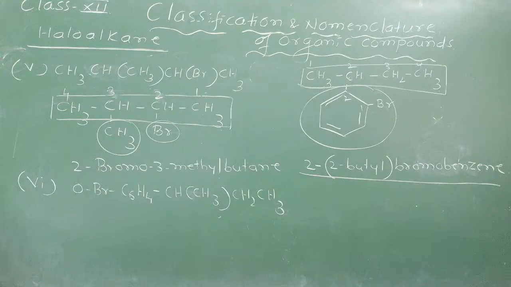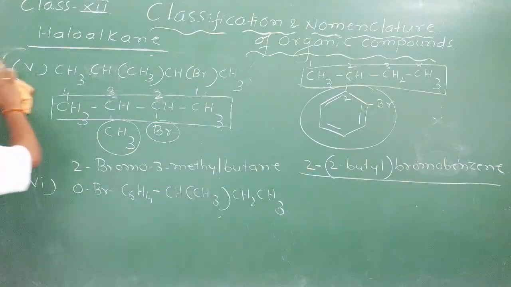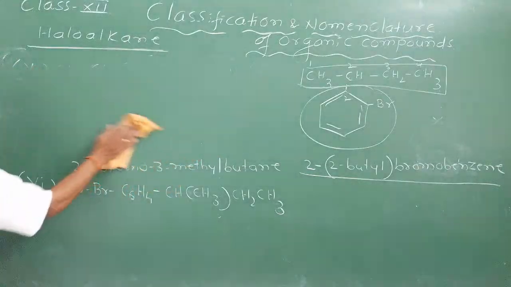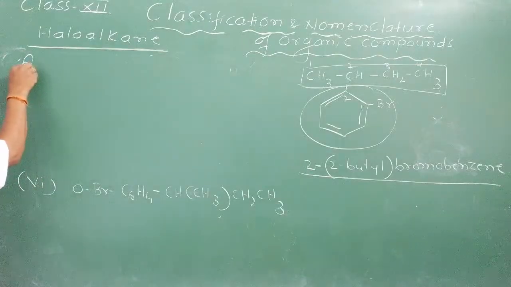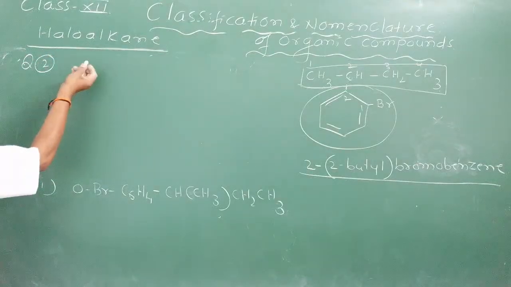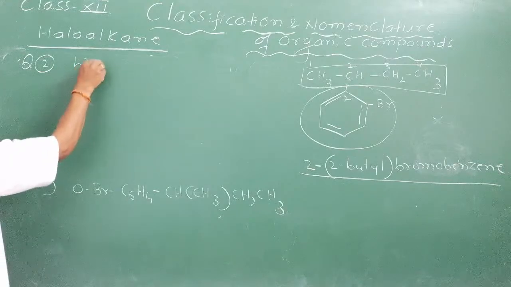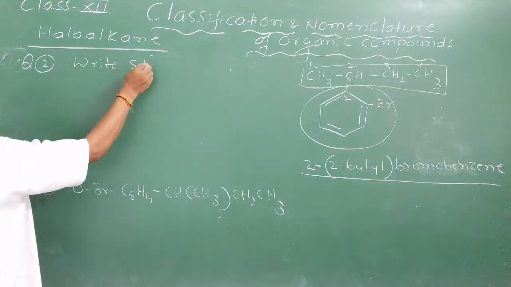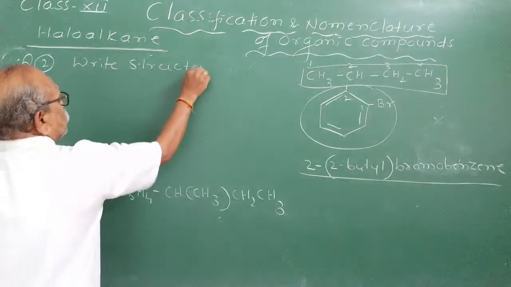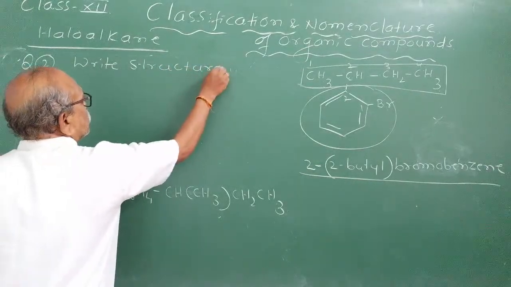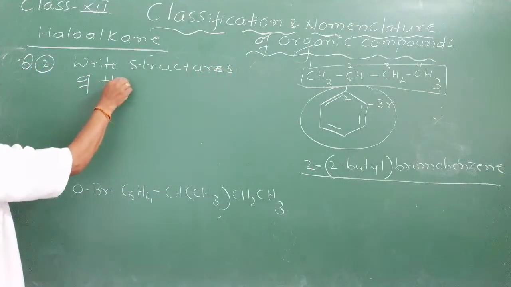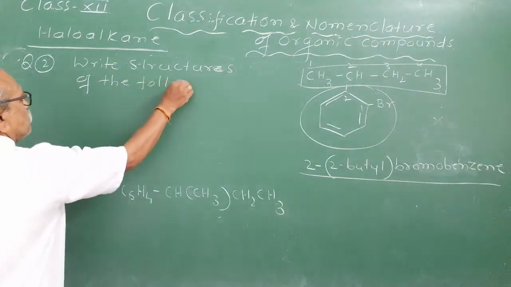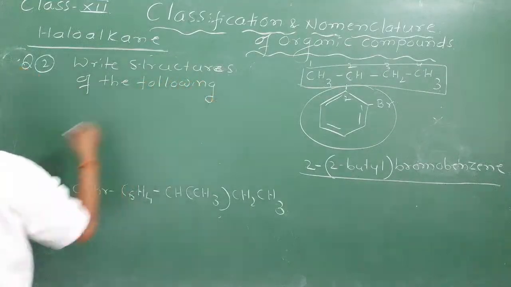Okay. Now you do the reverse work. I'll give the names, and you have to write the structures. The second type of question that appears in the exam is: write the structures of the following. You take a question and try to draw the structure.